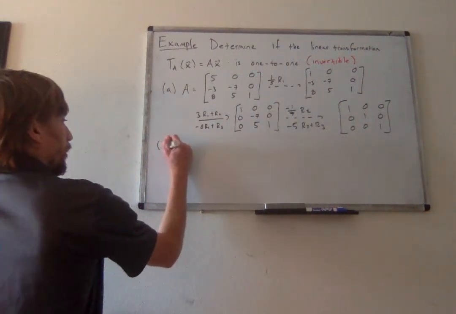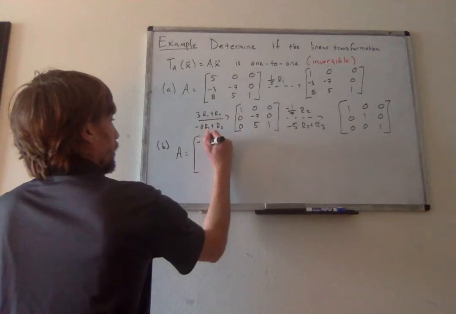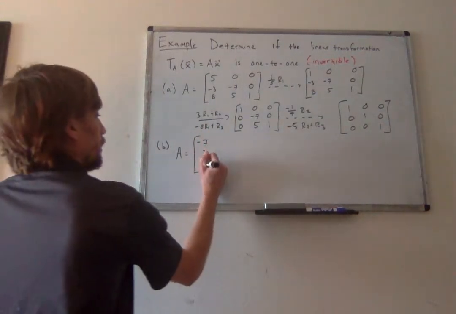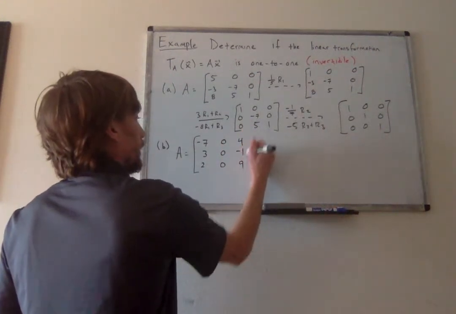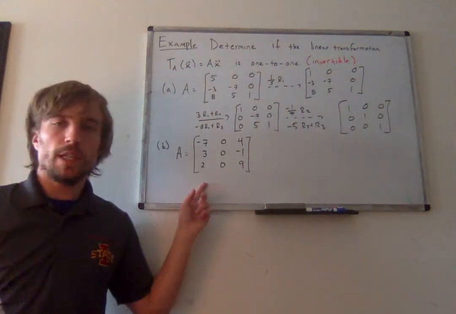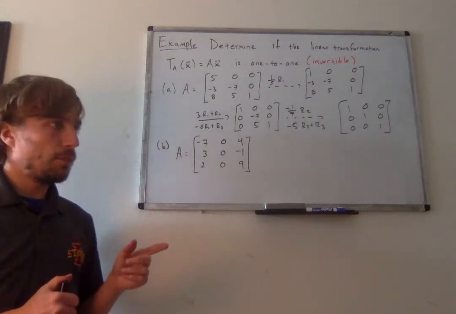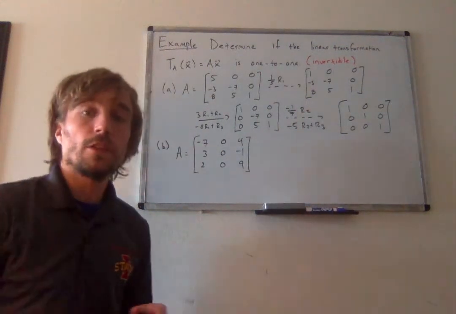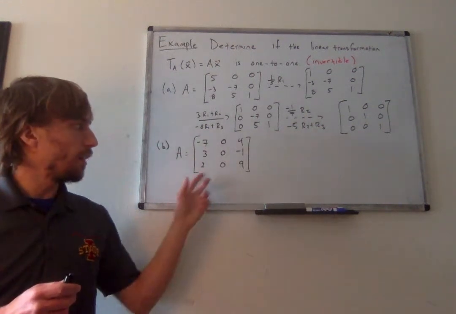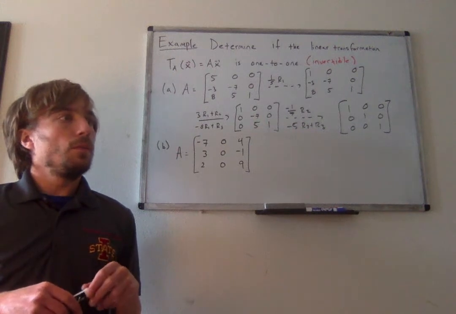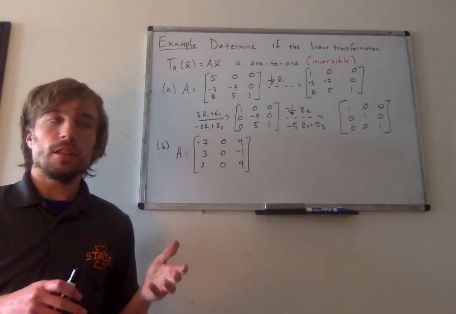All right, so B. Now this one we can definitely do with not too much work. We want to determine if the linear transformation is one-to-one. One of the properties of the invertible matrix theorem is that the columns of A are linearly independent, and that the columns of A span, in this case, R3. Notice A has a column of zeros, and so that actually immediately disqualifies it.